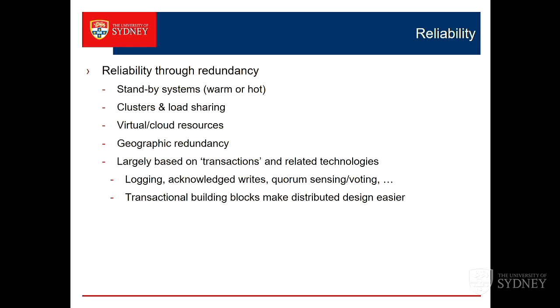There's a whole lot of distributed computing work on quorum sensing, saying, well, I told you all to write this down. Have enough of you written it down so that if something happened, we could get the answer back again? So there's a lot of distributed computing theoretical research on how to build robust systems from multiple components, having them vote on things and saying, yes, this is the right answer.